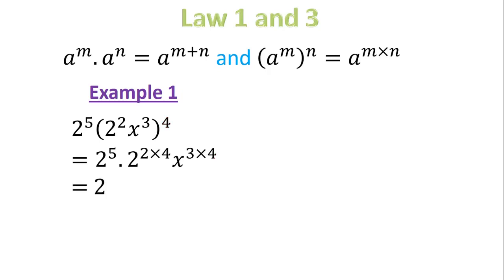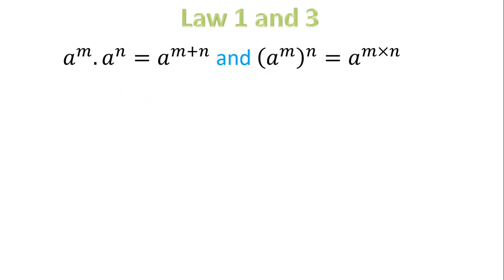Alright, so we have 2 to the power of 5. Now we're multiplying by our next 2, so it's plus, and then 2 times 4 is 8. Then my x is just x to the power of 12. 3 times 4 is 12. Lastly, 5 plus 8 is 13, so it's 2 to the power of 13, x to the power of 12.